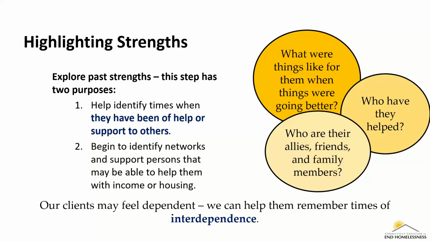So some things to talk about with a client, helping them to identify times when maybe they have been the person that has been the support. Who have you helped in the past? Are there other friends or family members or allies that you can go to and say, hey, in the past, we worked together, I've really been able to support you, or now I'm in my time of need, and can I come to you for assistance? It's really identifying the client's networks, support people, making them feel a little more independent, but also interdependent with their natural supports.